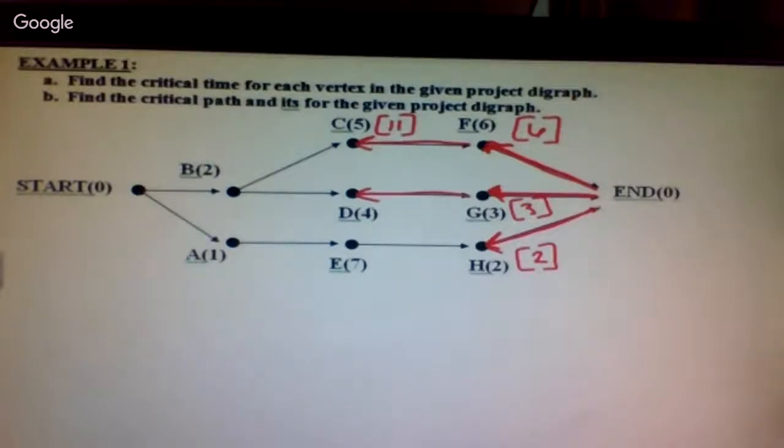3 plus 4 is 7. So is B going to have 2? Hold on. We're going to talk about that in a minute. So we went from G, which started at 3, backwards to D, which had 4, which takes us to 7. H goes backwards into E. H started at 2. 7 gives me 9.